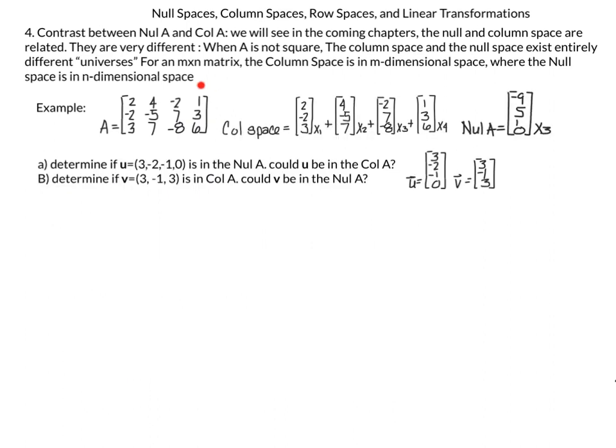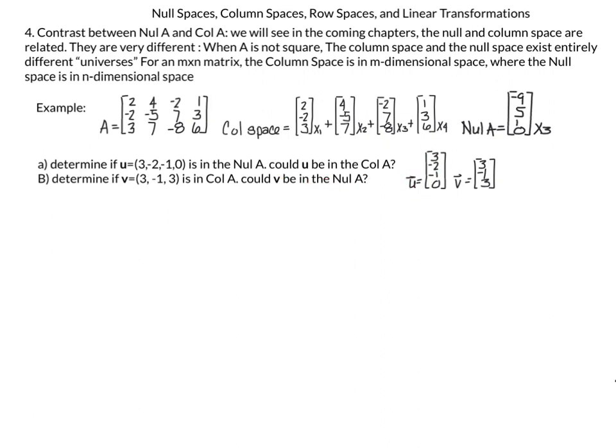In this next example, we're going to use the same matrix A that we had in our last example, where we found the column space and the null space. The first question is to determine if the vector u equals (3, -2, -1, 0) is in the null space of A, and could u be in the column space of A? And second, determine if the vector v equals (3, -1, 3) is in the column space of A, and could v be in the null space of A?